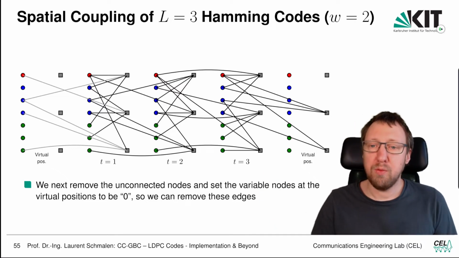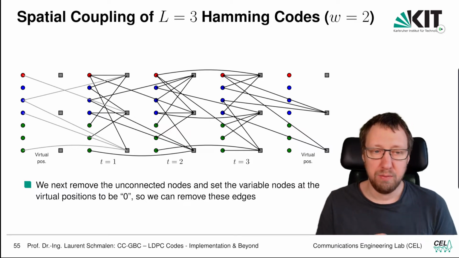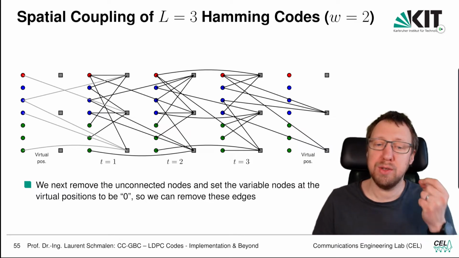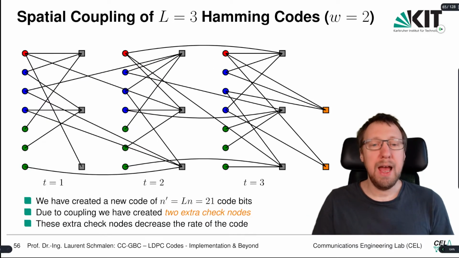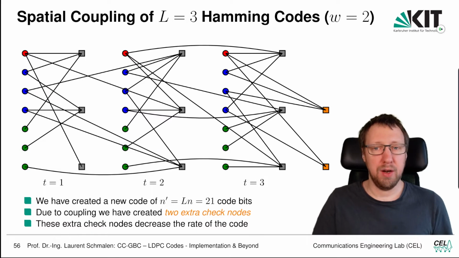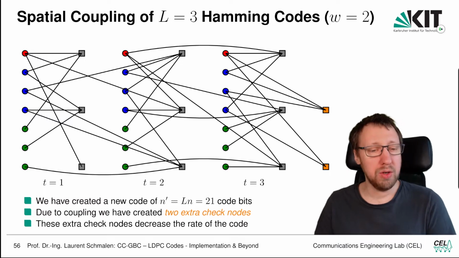So now what we do is we remove the variable nodes and the edges of the virtual positions, because we assume that they are equal to 0. So we can just remove them. That's what we do, and we end up with this code. So now we have created a new code.